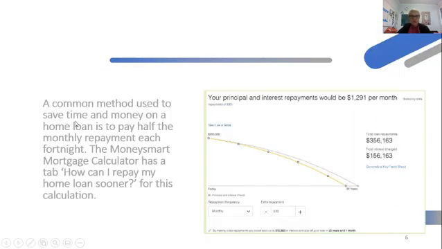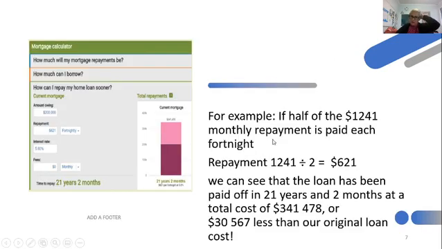So a common method to use to save time and money on the home loan is to pay half the monthly repayment each fortnight. The Money Smart Mortgage Calculator has a tab, how can I repay my home loan sooner? So what you do there, if you know that you are paying $2,000, then you put in, I want to pay $1,000. Oh, there you go, $1,291. You divide that by 2 so that you can pay it fortnightly and see how much you can save. For example, half of the 1,241 is paid each fortnight. So you work that out to $621.